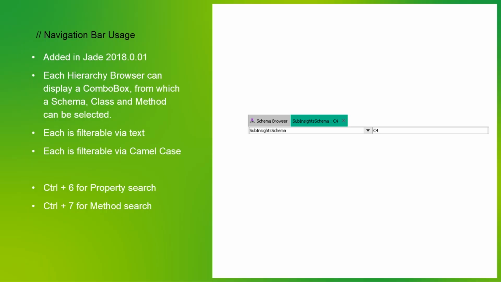The navigation bar was introduced in Jade 2018 and adds 3 combo boxes to each hierarchy browser. It provides a quick way to select a schema class or method. This demo will quickly go over its behavior, and at the end we'll also go over an older feature that kind of overlaps with it, and that is the Control+6 and the Control+7 property and method search feature.